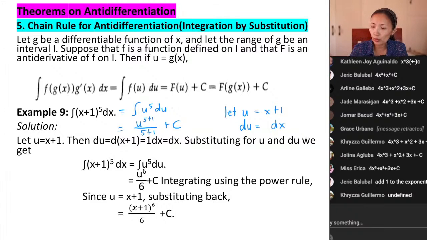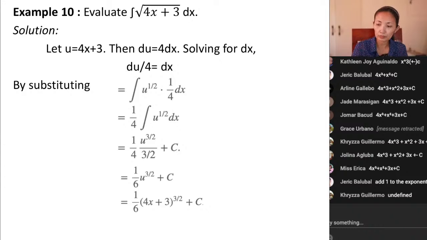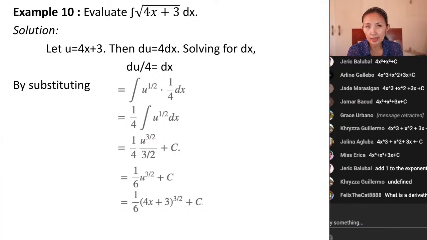Okay, let's look into some examples. Evaluate the integral of the square root of 4x plus 3 dx. Take note that we cannot make use anymore of term per term integration here. We cannot also make use of the sum rule, or integration of a sum. Therefore, we have to make use of substitution. So, we let the quantity inside the radical sign, or the radicand, be our u.